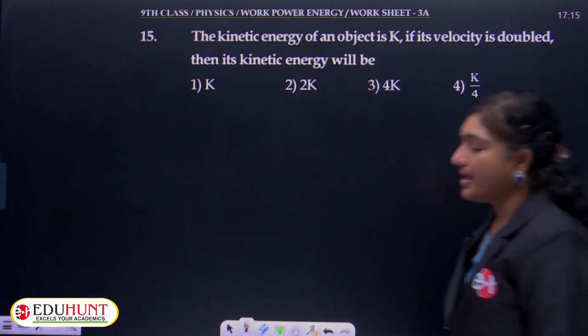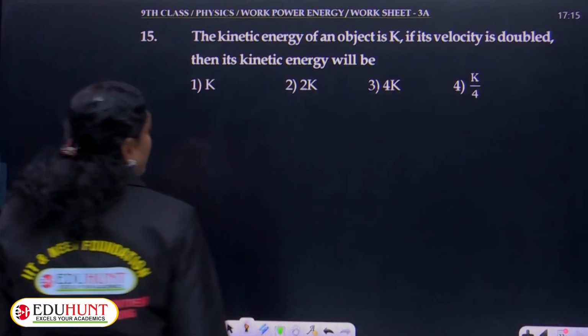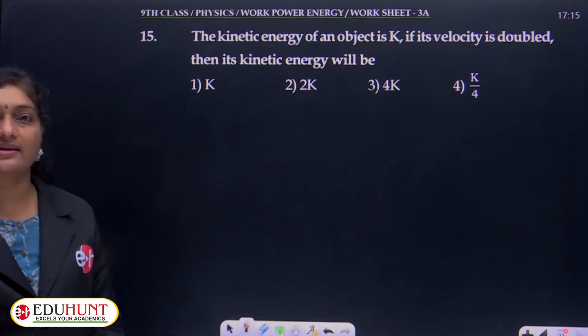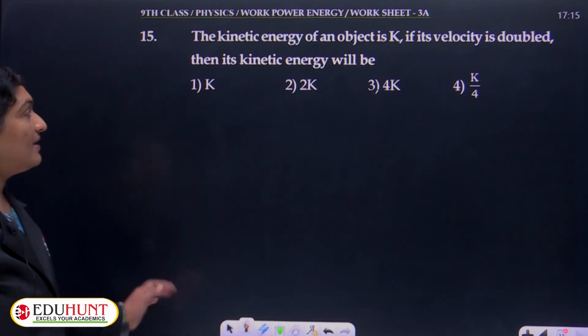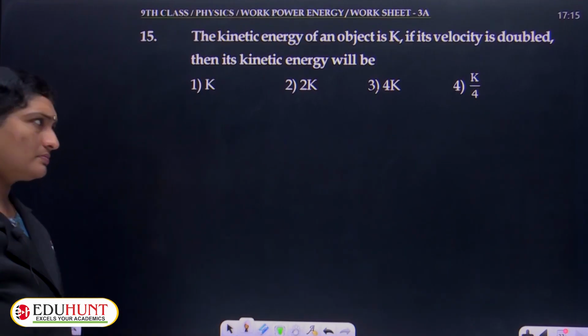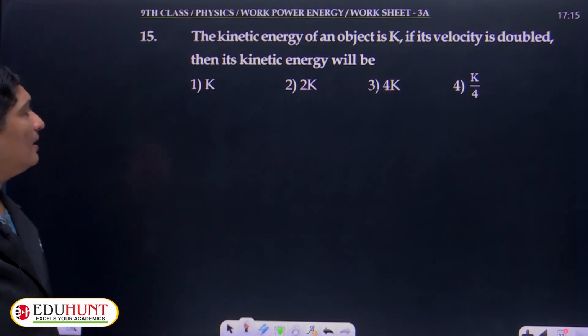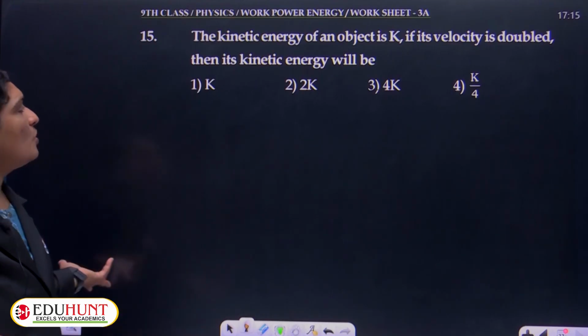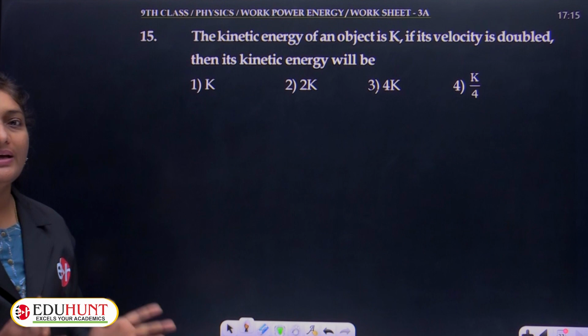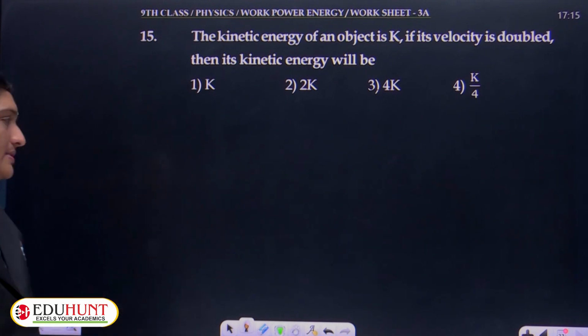So, let us move to the last question, children, the 15th one. The kinetic energy of an object is K. That was the initial kinetic energy. If its velocity is doubled, then what will its kinetic energy be? Here, there is no change in mass because the object remains the same, so mass remains the same. The only variable that changes is velocity.